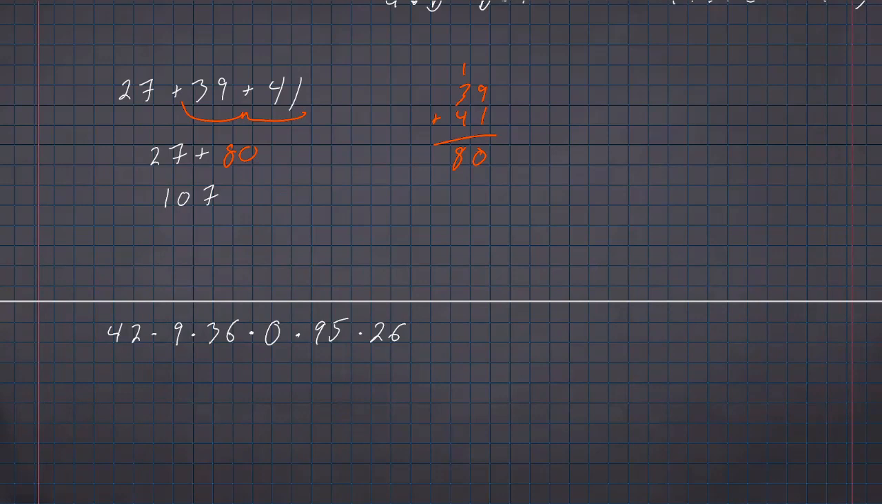Because after I do that, I get to multiply by 0. And multiplying anything by 0, the result is 0. So if I multiply 36 times 0, which is not the first thing I should do in the order of operations, but because I can use the associative property, I can look at that first and multiply 36 times 0 and get 0.